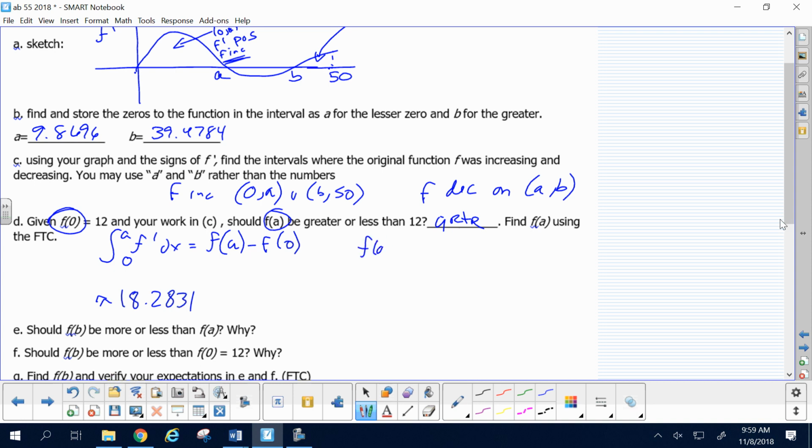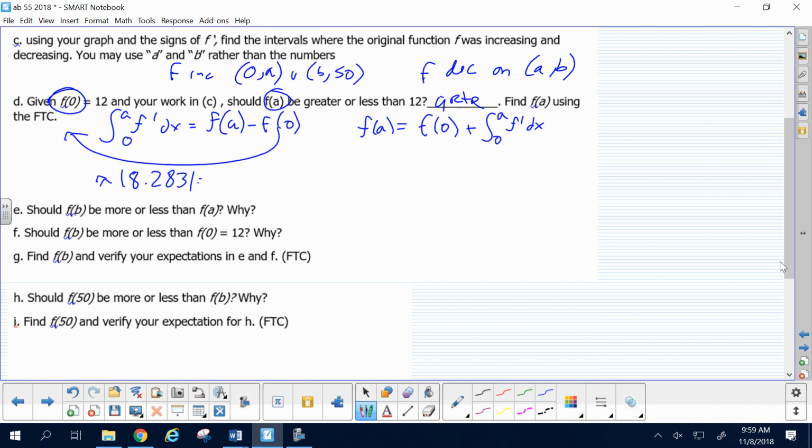If I want f at a, then I would move f at 0, or f initial, over. In essence, then, f at a is the starting point plus the change. This represents the change. You're accumulating change. So that is where I got that, by using your calculator to do the definite integral and adding the 12. Right?